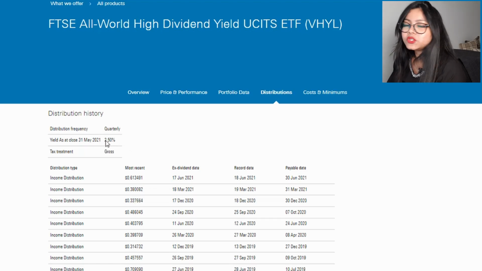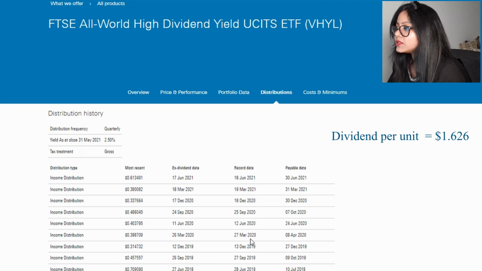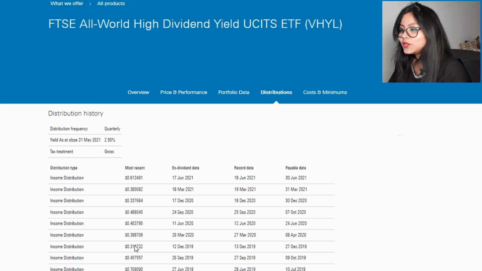This one is only paying out about 2.5% in dividend yield, and I think the last one we saw, the UK one, paid over 4%. So you're not getting as high an income in this fund as the last one, which was the UK-specific one. But if I add up all their quarterly distributions in 2020, I get about $1.626. So that's something to pay attention to. They pay out their dividend in this ETF in dollars, not in pounds. So if you are a UK investor, the level of income that you get from this ETF will fluctuate based on the FX rate between pound and dollar.